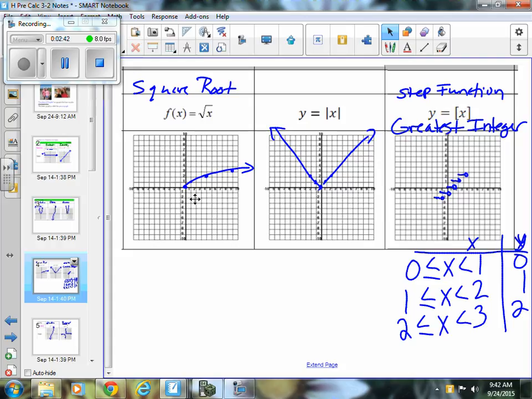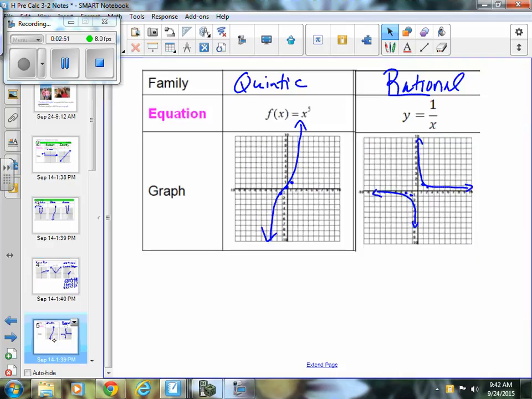Okay, absolute value we recognize as the v. Those are two linear equations coming together. Greatest integer, that's our step function from before, where everything's rounding down. And then we have our last two, quintic, like quintuplets, lots of babies. That's to the fifth. And then the rational function, I underlined the part ratio. Excuse me. So rational function meaning ratio. So it's coming from the ratio of two things. It's just a fraction. That's why we call it a rational function. Both of those last two graphs have origin symmetry, although rational also has y equals x and y equals negative x. So those are our parent graphs.